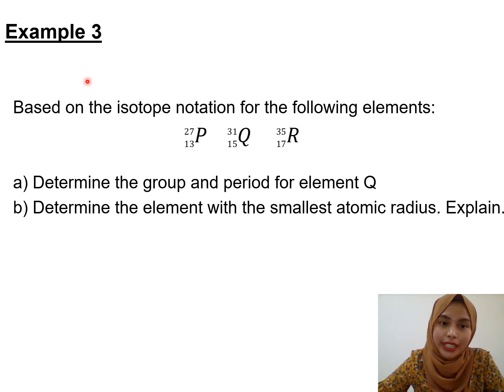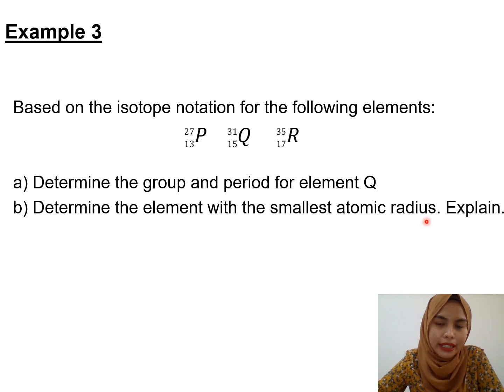For example 3, based on the isotope notation for the following elements, determine the group and period for element Q, and determine the element with the smallest atomic radius and explain. Okay, first of all, untuk buat soalan macam ni, apa yang you kena buat, please buat SPDF notation, please buat electronic configuration for these 3 isotopes.